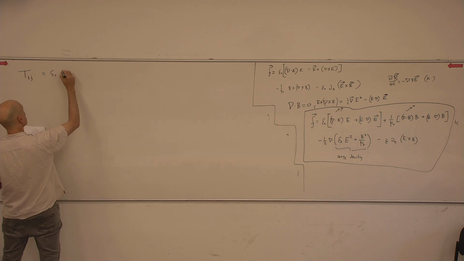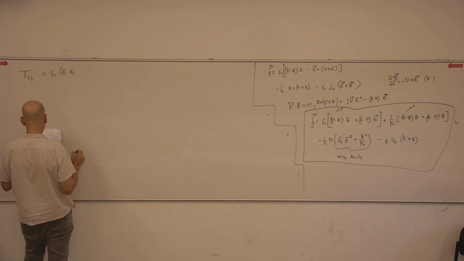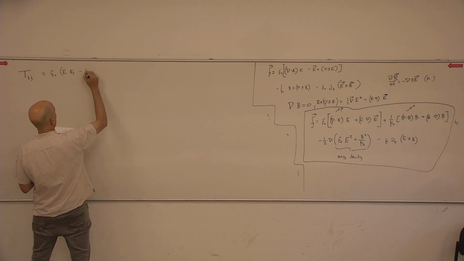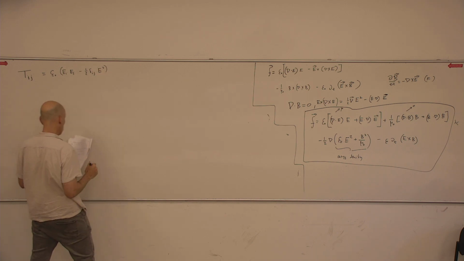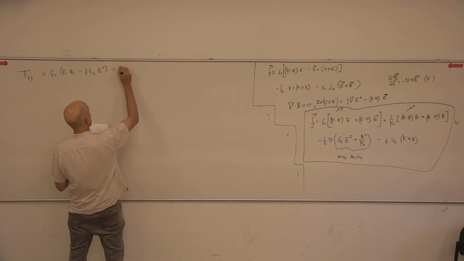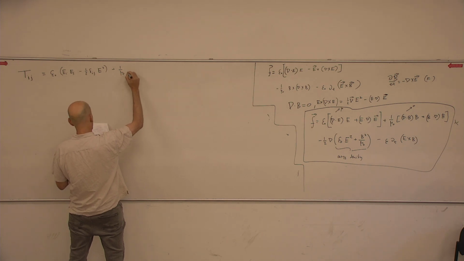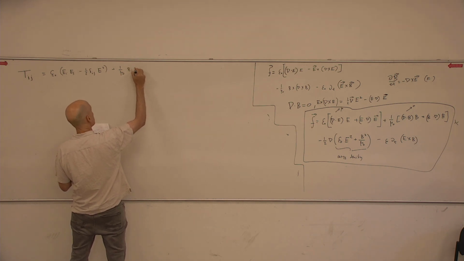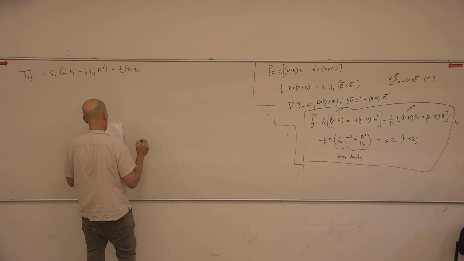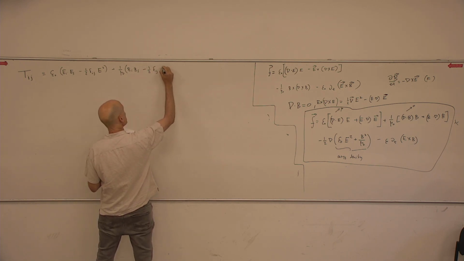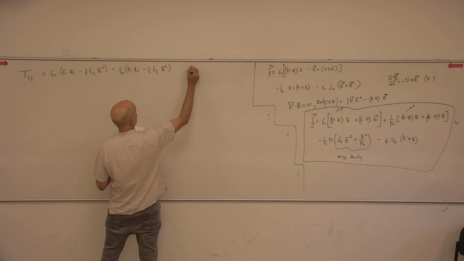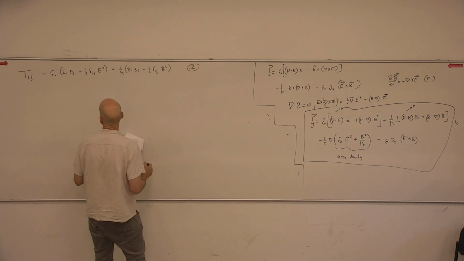Epsilon 0, Ei, Ej, minus half delta Ij, E squared, which is the three elements together, plus 1 over mu 0, Bi, Bj, minus half delta Ij, B squared. This I'm going to call equation Bet.